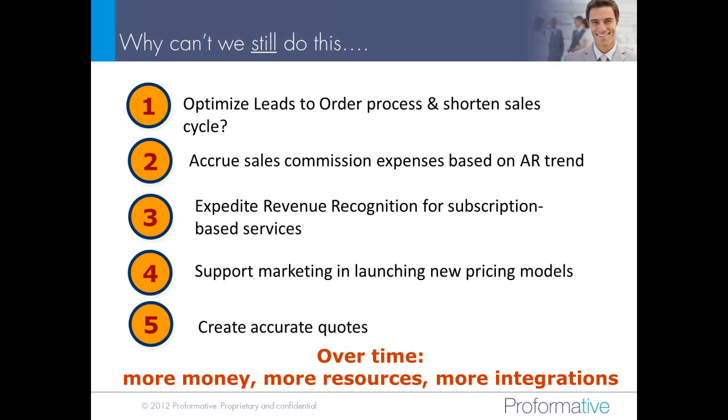We want to accrue sales commission expense based on accounts receivable trend. We want to know how much money we're going to pay out in commission up front, but we can't do that very easily. We have multiple Excel spreadsheets, we have different versions of it, and we can't get a clear visibility into how much money we're going to pay out in commission.